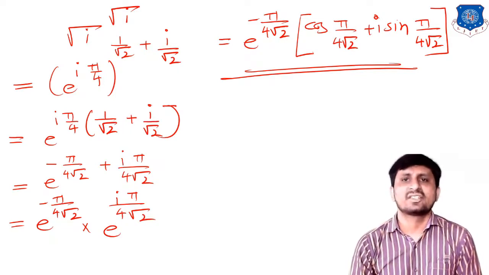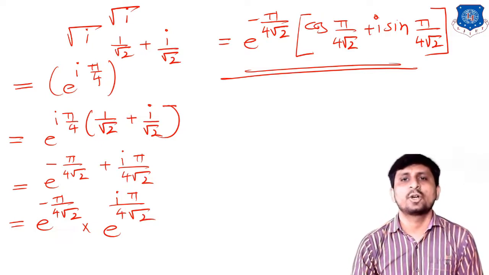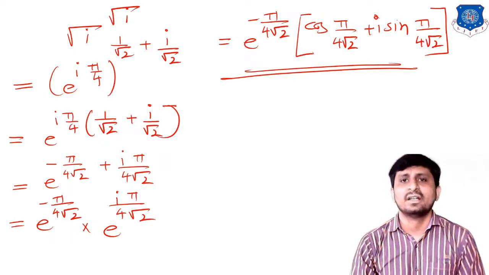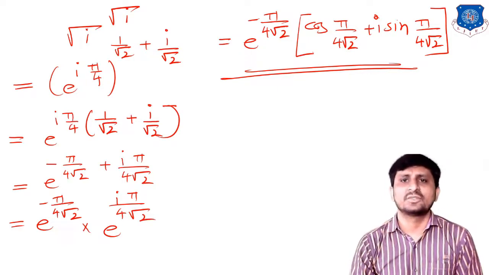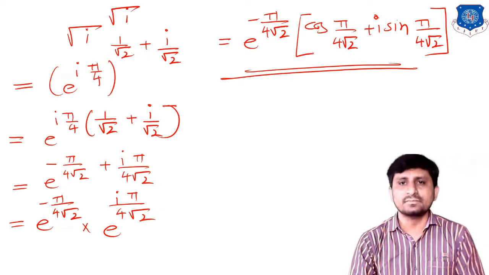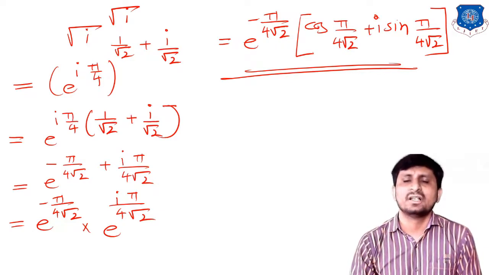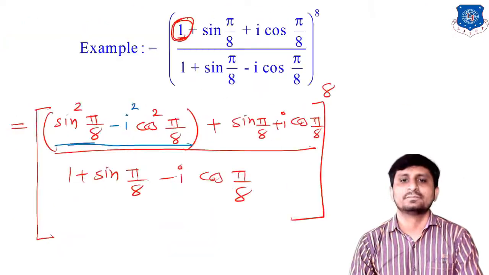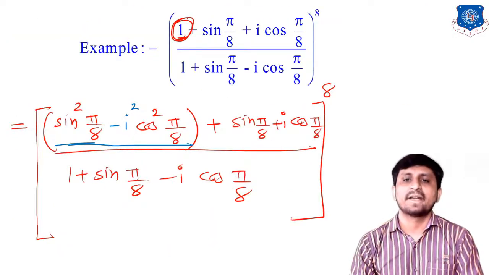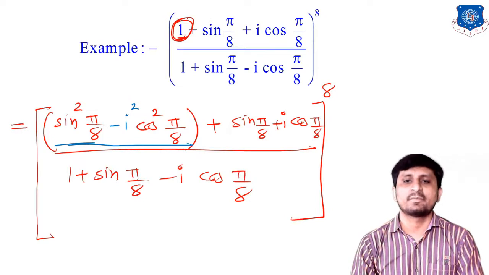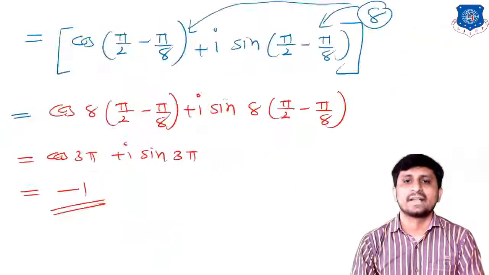Okay, so in today's lecture we just discussed all important de Moivre's theorem examples. Okay, what is our first example? First example is if alpha and beta are roots of the quadratic equation, I think x square minus 2x plus 4 is equal to 0, then we find the value of alpha raised to n plus beta raised to n. Second example is very important. Okay, this is our second example, right? (1 plus sin pi by 8 plus i cos pi by 8) upon (1 plus sin pi by 8 minus i cos pi by 8) raised to 8. Okay, we just simplify this example.